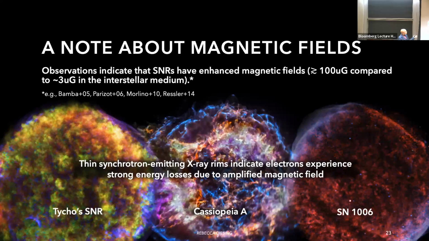It's important to note that the magnetic fields in something like a supernova remnant are not the magnetic fields you have in the ISM. They're very strongly amplified. We have observational evidence for this, for example. These are all different supernova remnants. You see these really nice, thin, purple X-ray emitting rims. The fact that they're so thin means that electrons are losing energy on very short length scales, and that means you have to have a very strong magnetic field to create those synchrotron losses.